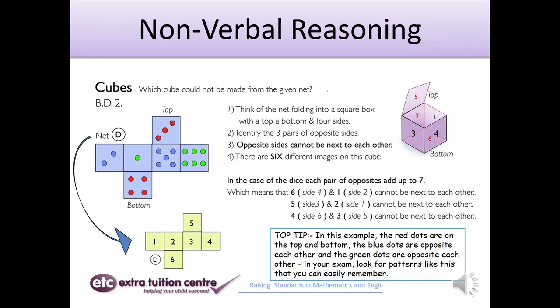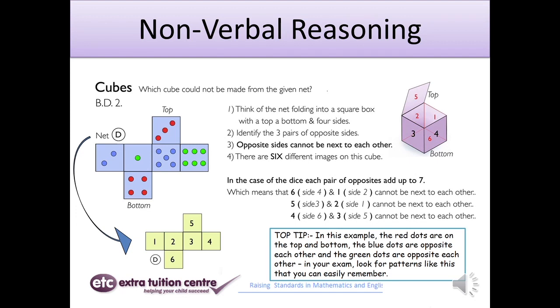Second of all, you need to identify the 3 pairs of opposite sides. You also need to know that opposite sides cannot be next to each other. And also, looking at this cube, you can see that there are 6 different images. In the case of dice, each pair of opposites adds up to 7. This means that 6 and 1 cannot be next to each other, 5 and 2 cannot be next to each other, and 4 and 3 cannot be next to each other. These are our opposite sides.